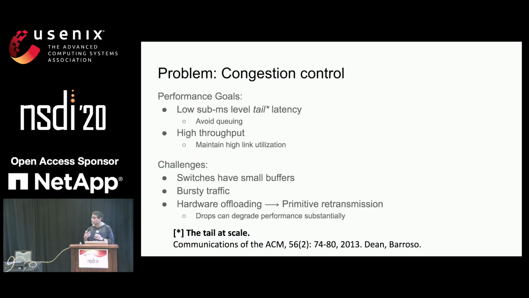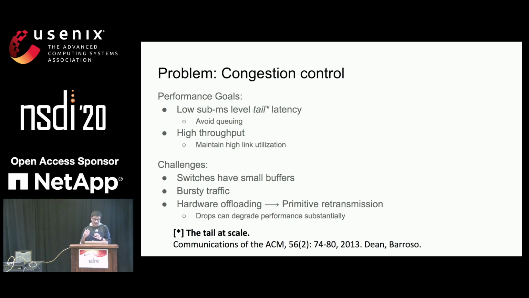Data centers house a variety of applications. Different applications can have varied performance requirements. Some applications require sub-millisecond level tail latency, while others might require high throughput for data transfer. To achieve these goals, congestion control protocols aim to maintain high utilization for the links while avoiding any queue buildups that degrade latency. Congestion control is particularly challenging in the data center setting.